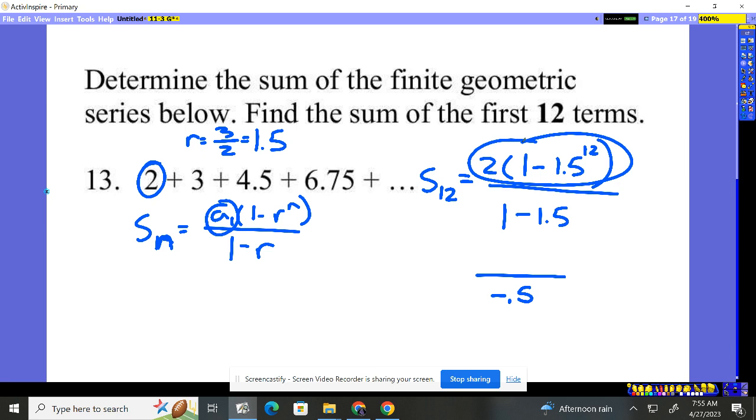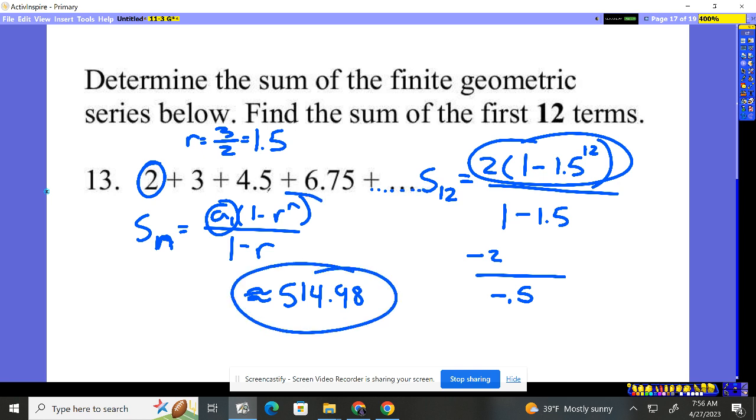You're going to see that what you end up getting is a negative on top, some negative number like negative 200 and something, whatever. And then you divide by the negative 0.5, which is going to give us a positive answer. Our positive answer is going to come out to be about, okay, I'll round it here because it gives me a bunch of decimals, close to 515, but 514.98 is just what I wrote down. You can see you're going to start getting a lot of decimals, so it's going to get a little messy. But there's our answer. As long as we know how to use the formula and plug in, we're good.